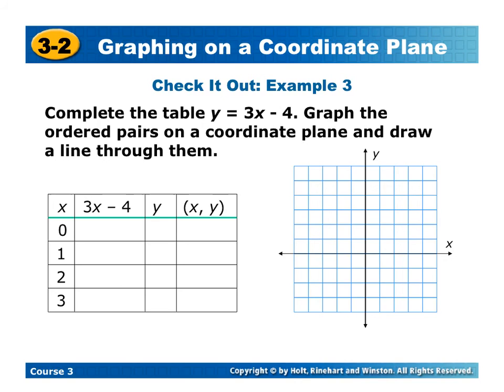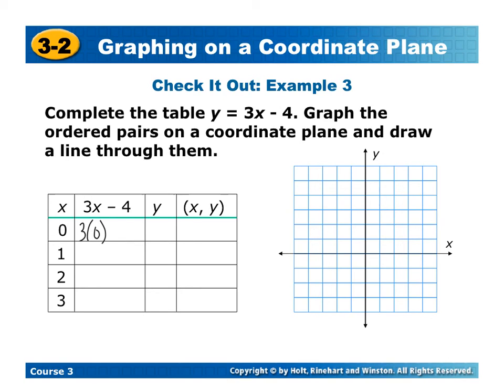Now it's your turn. Go ahead and pause the video and see if you can do this one on your own. Here we're going to complete the table for y = 3x - 4 and then graph. Once again, we've selected 0, 1, 2, and 3. We wouldn't have to always pick these values, but I find that they're the easiest to work with. Sometimes I like to pick a negative value. Just depends on the equation.